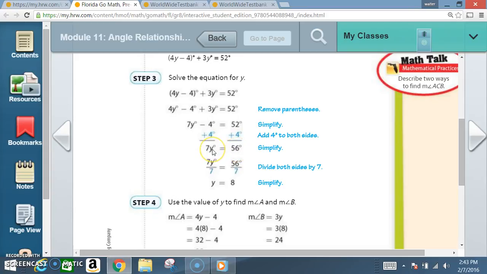How do I get y by itself? I divide both sides by 7. 7 divided by 7 is 1. So there's a 1 right there in front of that y that we don't see, but it's implied because all you see is 1y. Now 56 divided by 7, that's 8. So y is equal to 8.